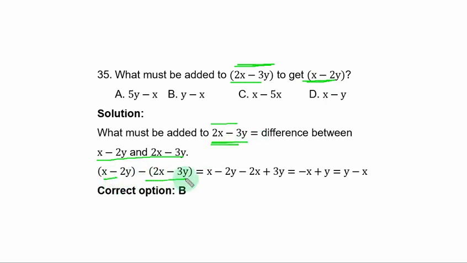It becomes minus. If you open the bracket with this minus here, you have s minus 2y minus 2s plus 3y. Minus times minus is plus. That simplifies to minus s plus y, which is also written as y minus s. B is the correct option.